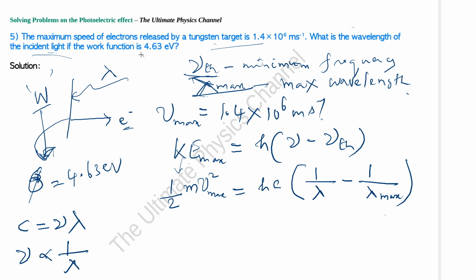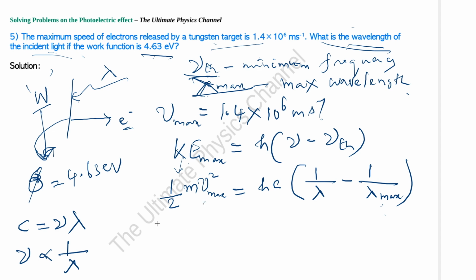Because the electron volt units we are dealing with for energy, we can see that a non-relativistic expression is sufficient to deal with this. Right, now using these, we have been given phi. We can calculate lambda max from that. Lambda is also given to us. No, lambda is not given, so we have to calculate lambda based on the V max that is provided to us.